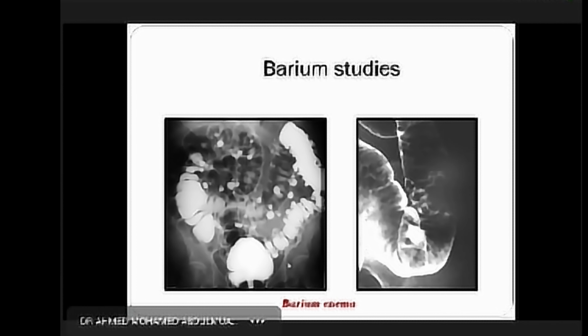Okay, so this is an example of a barium enema here. So we can make out. What do you think? Any one of you can tell me what you see here? Anyone?